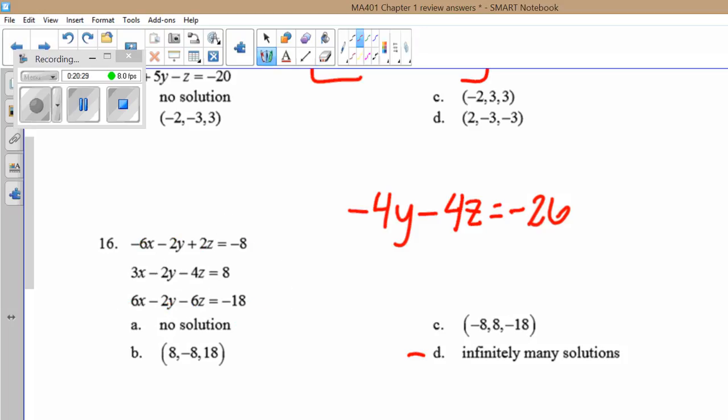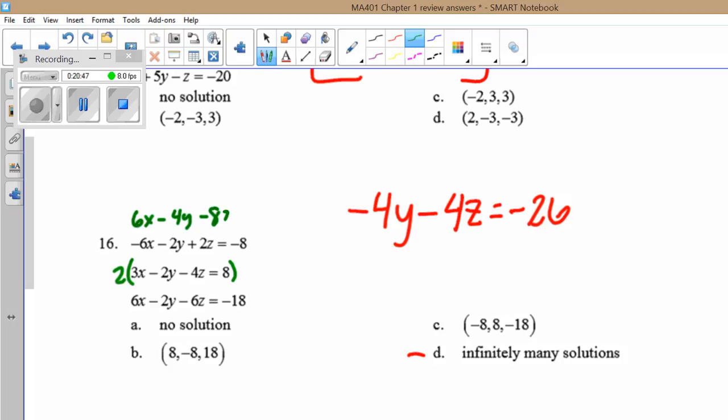What I did was the first and the third. So now I need to do another one. I can't do the first and third again. So I'm going to multiply this one by 2. Let me change colors. By 2, which is going to be 6x minus 4y minus 8z equals 16. And what I need to do is combine it with this top one here.